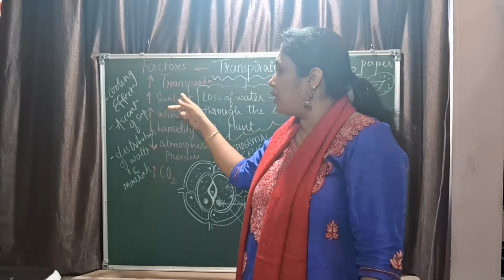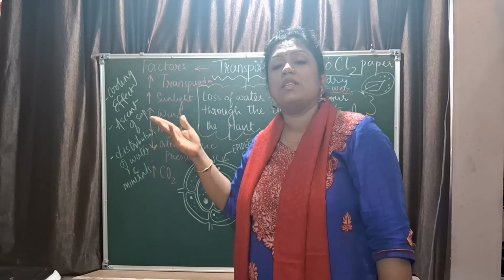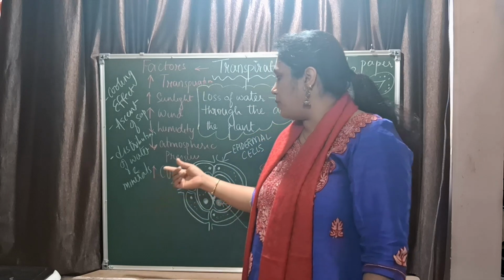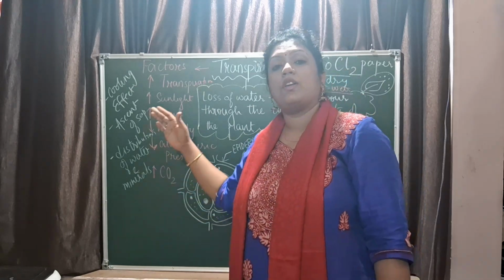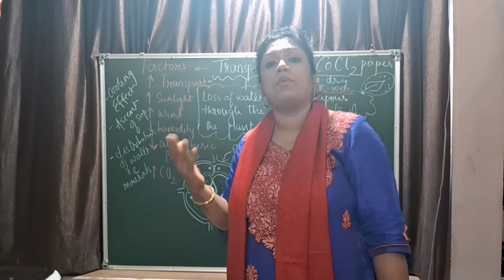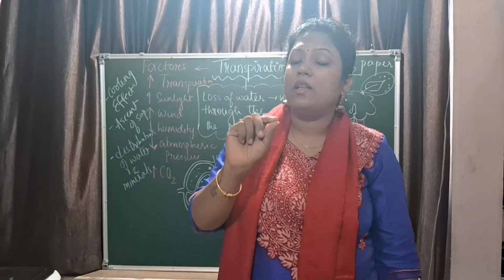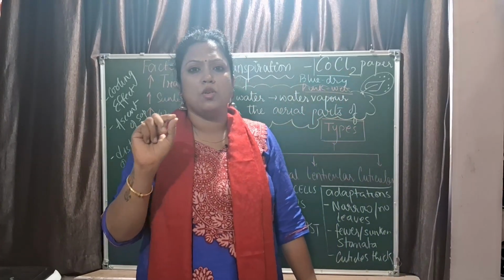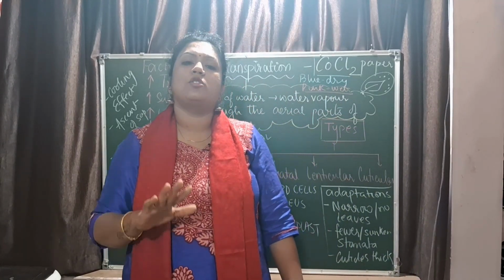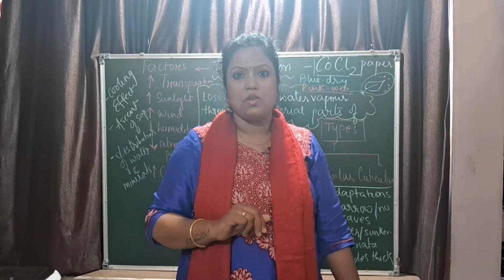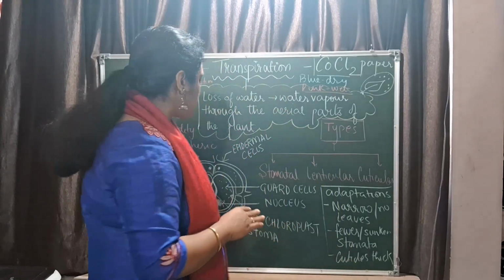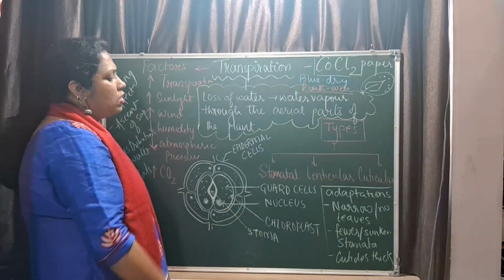Now the rate of evaporation and the rate of transpiration increase with the decrease in atmospheric pressure, and the rate of transpiration increases with the increase in carbon dioxide concentration till the concentration reaches around 0.03%. After that the stomata close and hence the transpiration also goes down. Right, so this is what the factors are all about.